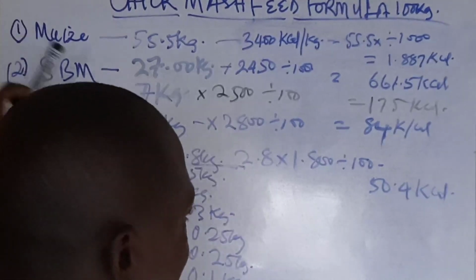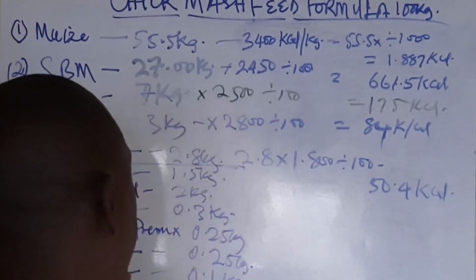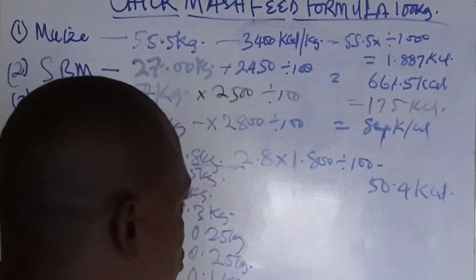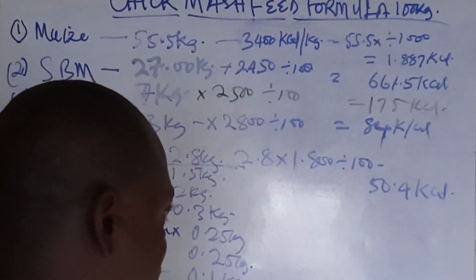Now this is only energy and protein. Limestone and others from here to here are minerals and additives. So we don't add their energy content at all. It's not necessary because most of them don't have energy in them also.